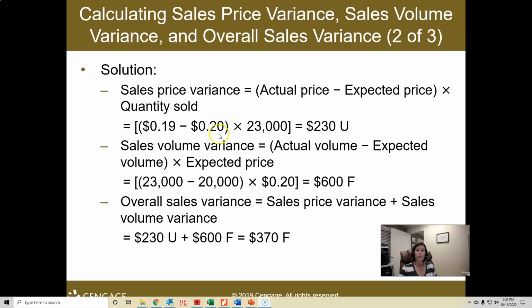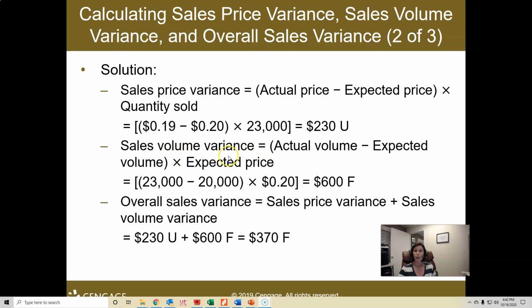So again, plugging these numbers into the calculations, what we were actually able to charge, the 19 cents, versus what we had hoped to charge, the 20 cents per unit, times what we sold, has us unfavorable, or we fell short of our forecast by $230.